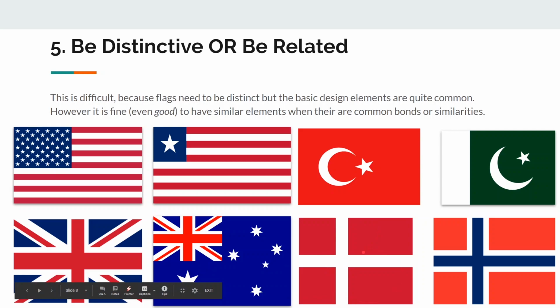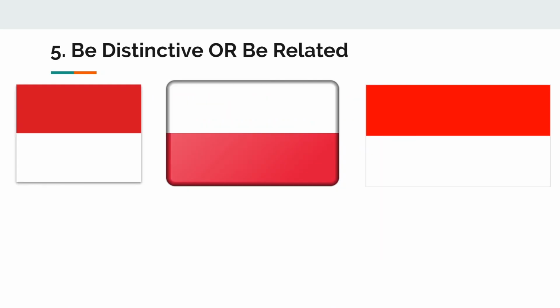This flag is Denmark. This is Norway. Both are Nordic countries, both share very close linguistic connections. Languages are very similar, and Denmark used to own Norway as well. So flags should be distinctive, or be related. So they need to be separate or close together. You need one or the other.